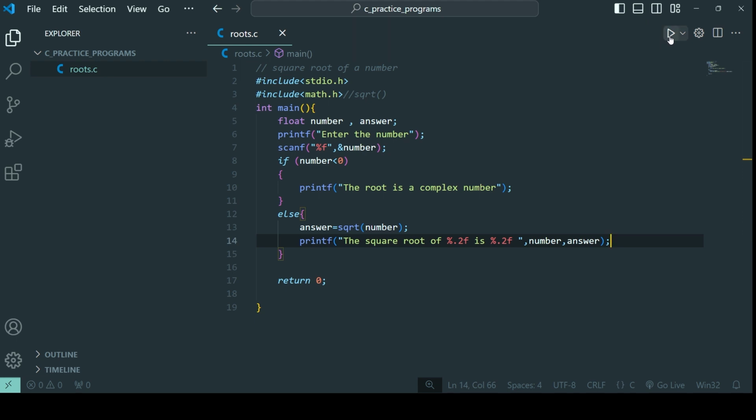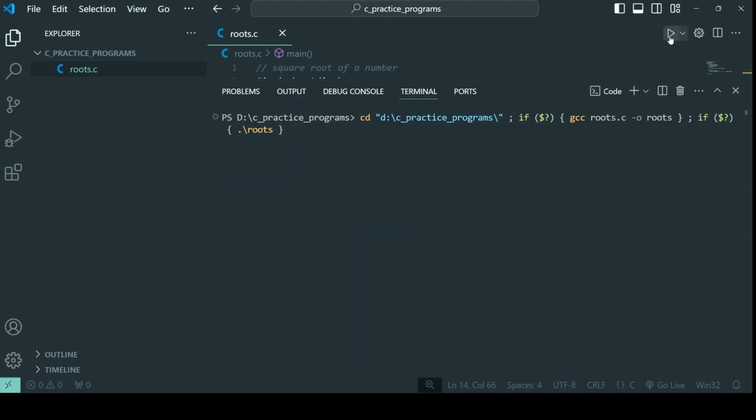Save the program and run it. So enter the number 25. So the square root of 25 is 5.